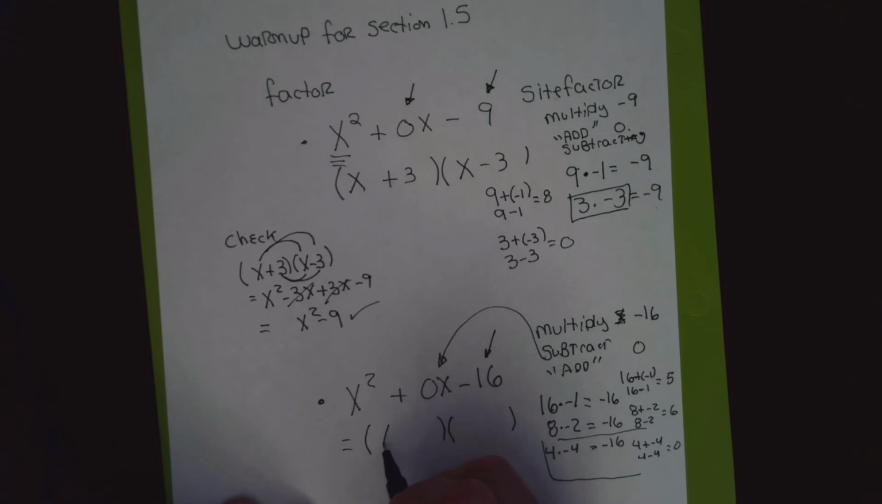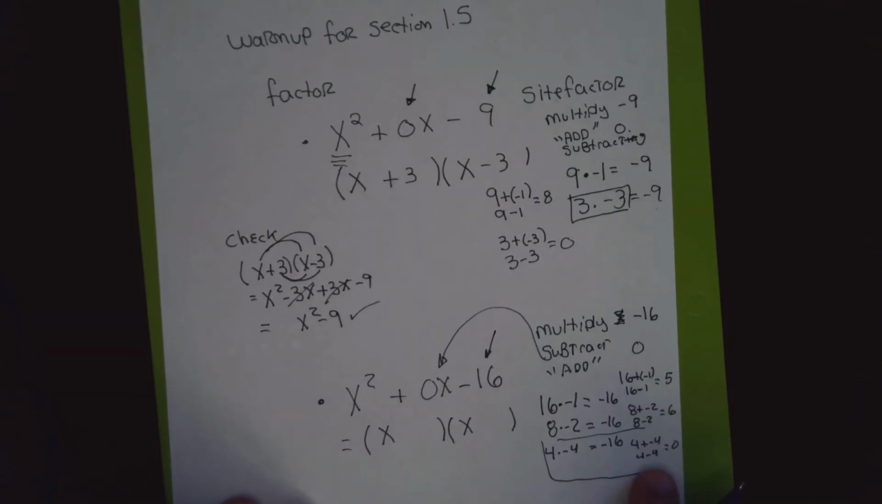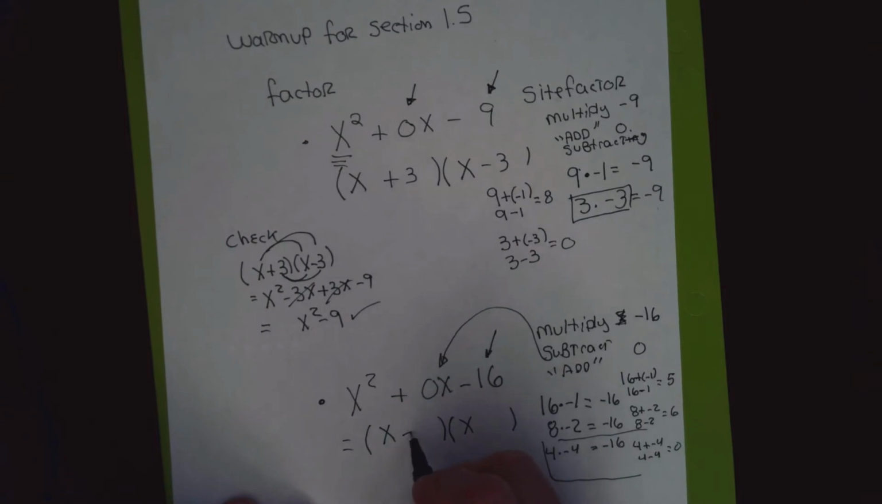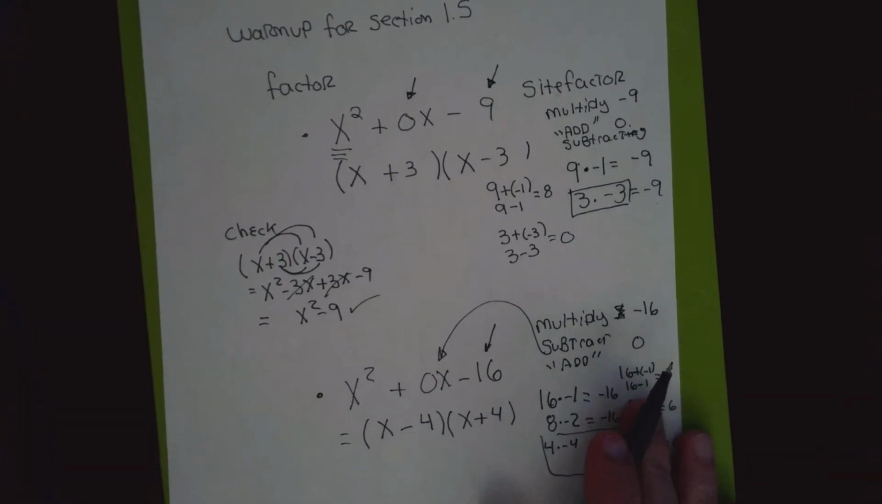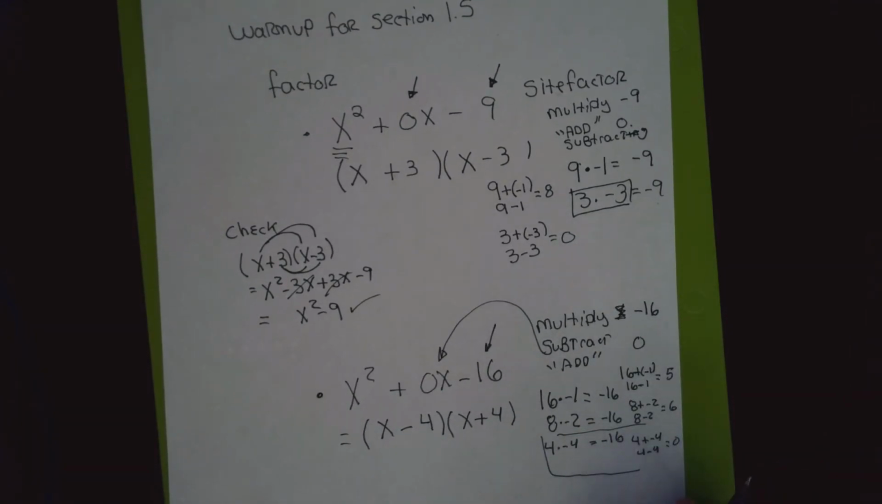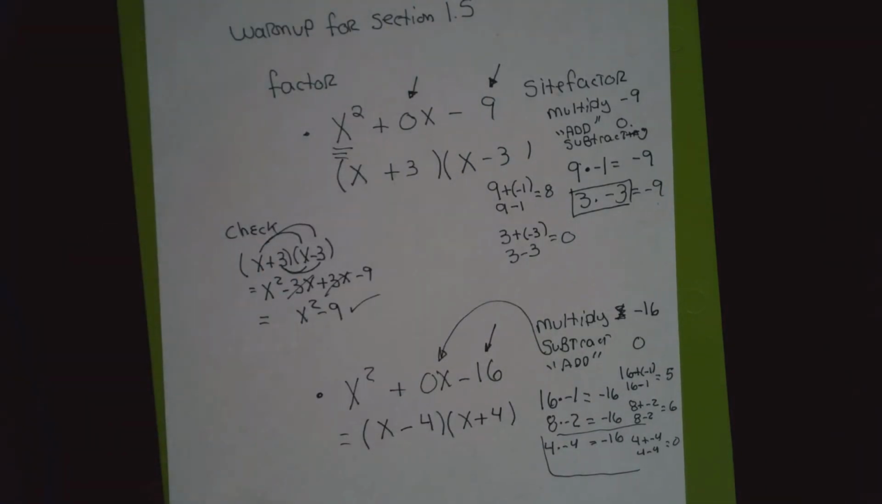split the x's evenly between the first, and the numbers I get are positive and negative 4, in either order. One parenthesis gets a negative 4, the other parenthesis gets a positive 4. So I've factored both of these correctly. And even though I've factored something with 3 terms, what I've really factored is something with 2 terms.